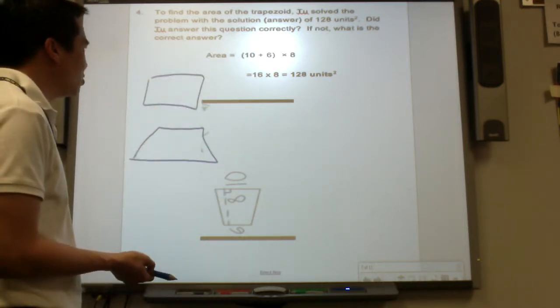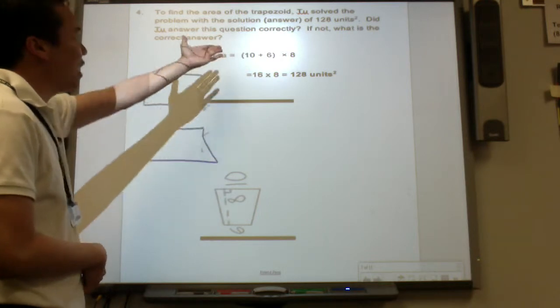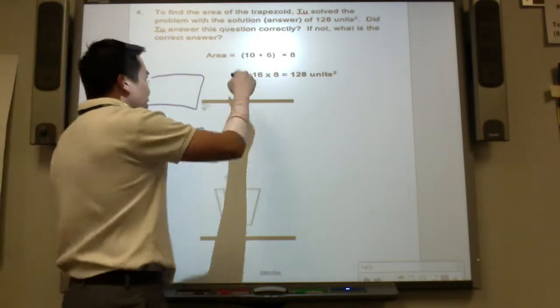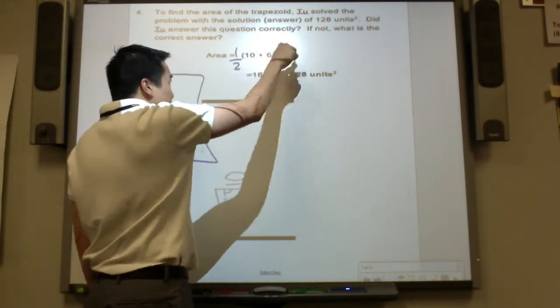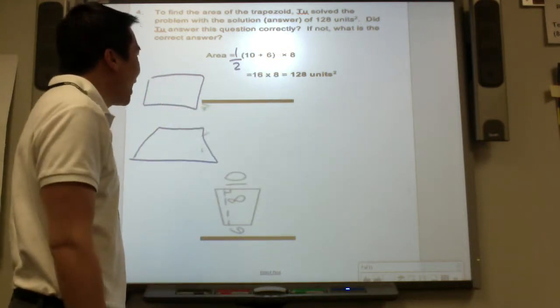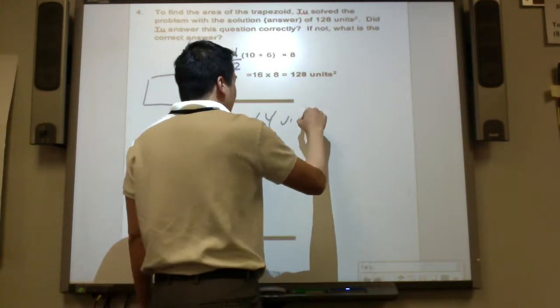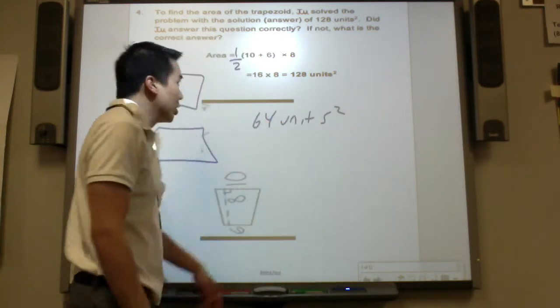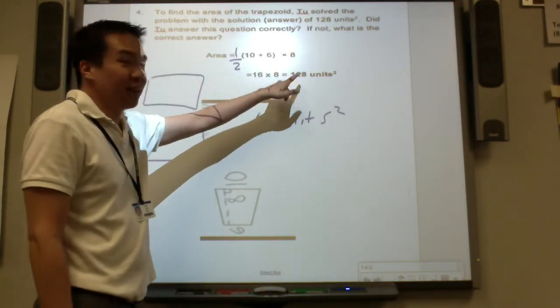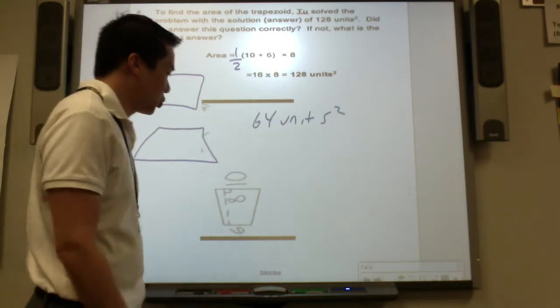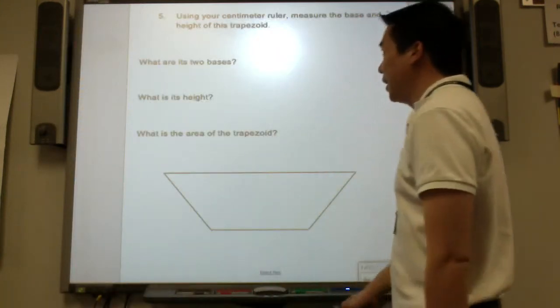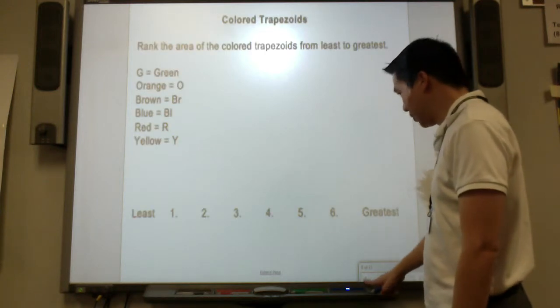There's no half here. I just noticed that. What's the average of the two bases? So we need to take half, or divide this number by 2. Half of 16 is 8. 8 times 8 is 64 units squared. Or you could have done 128 divided by 2, which is 64 units squared. And I guess that's it.